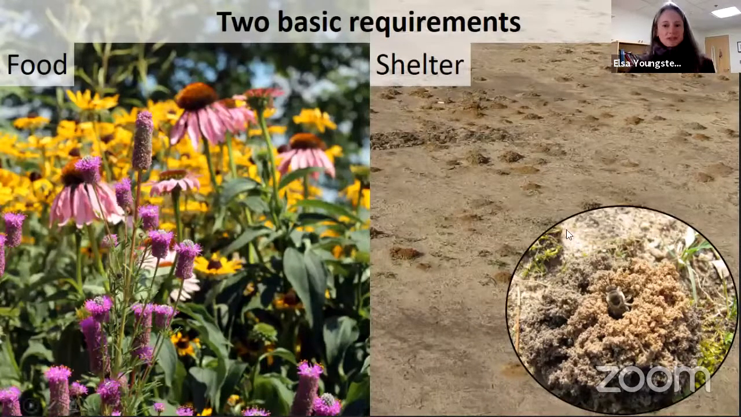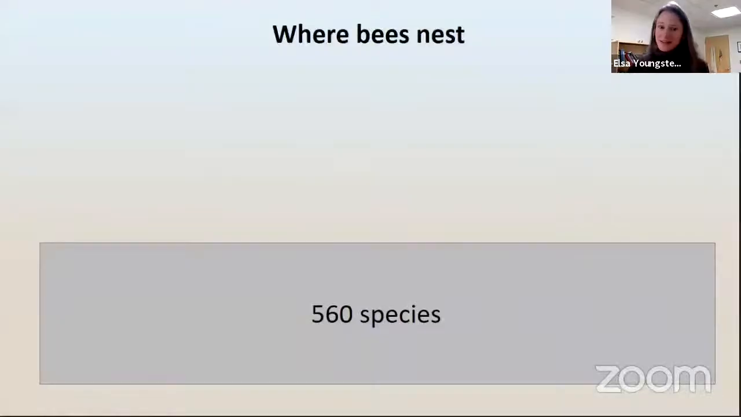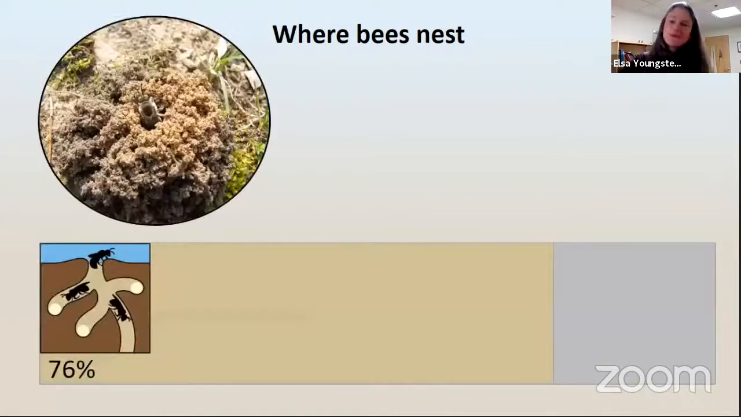And you'll notice here in my shelter picture, I'm actually showing the ground, not a bee hotel. And there's a reason for that. Out of our 560 species of bees in North Carolina, more than three-quarters of them actually nest in the ground. Most of them dig their own little nesting tunnels into the ground. And these bees wouldn't even consider a bee hotel as potential real estate.